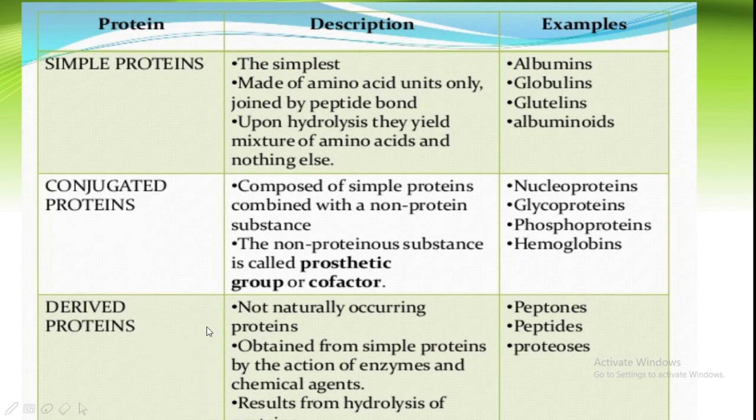Then the derived proteins are not naturally occurring proteins, but are obtained from the simple proteins by the action of enzymes and chemical agents, resulting from hydrolysis of the proteins. So examples are peptones, peptides, proteases. These are the derived proteins. Along with that, the metaproteins, coagulated proteins, peptones, and oligoproteins are also examples of the derived proteins. So they are produced by the partial digestion of simple or conjugated proteins. These are called the derived proteins.